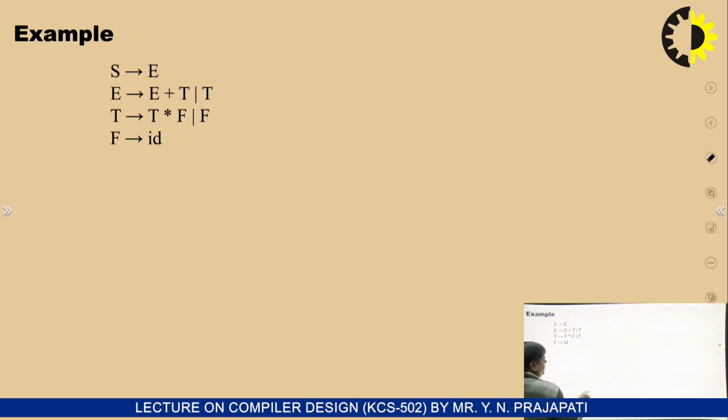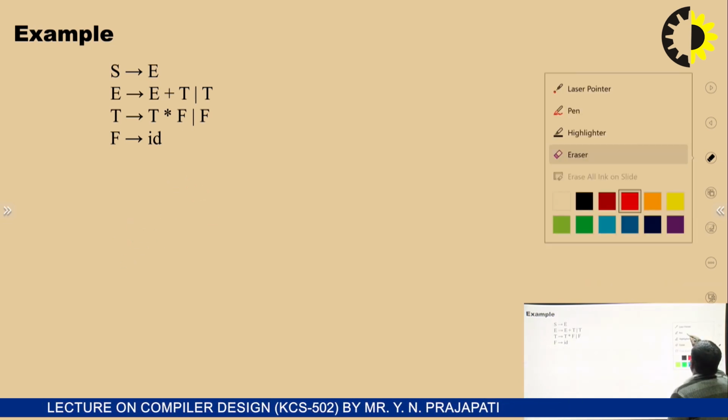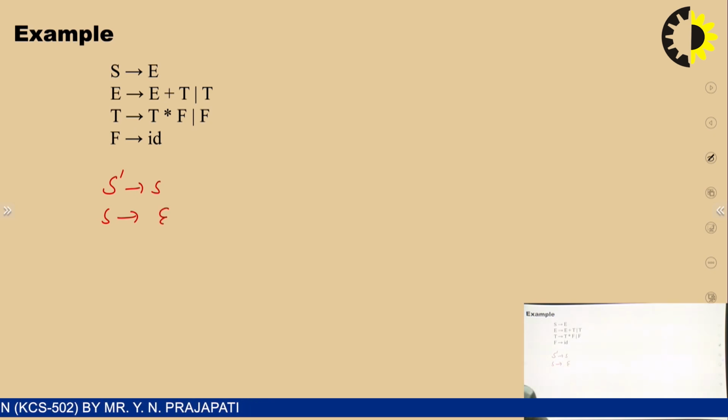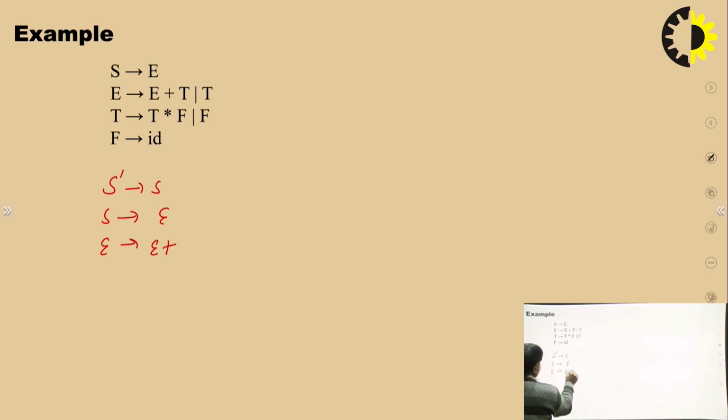What do we add for the augmented grammar? We simply add one extra production rule, that is S' tends to S, and S tends to E. This extra production is added into the given context free grammar. Now the remaining production rules are the same, and T tends to T multiply by F, and F tends to ID.